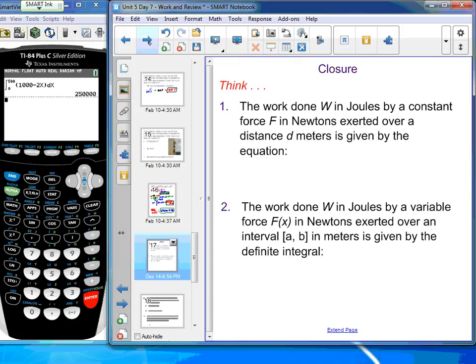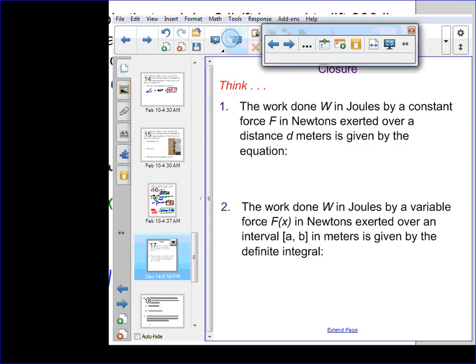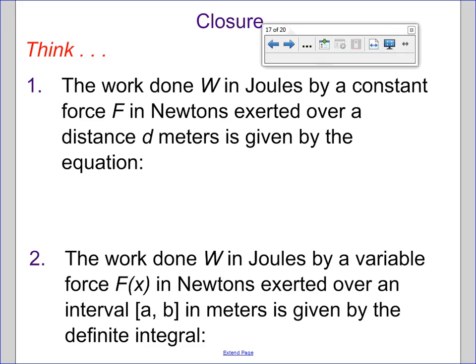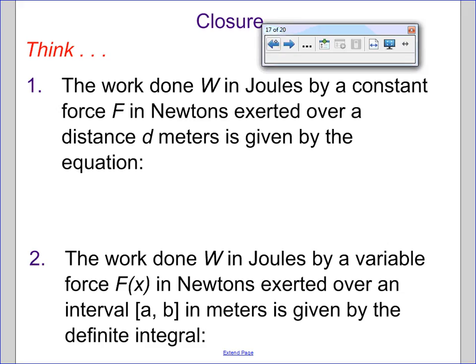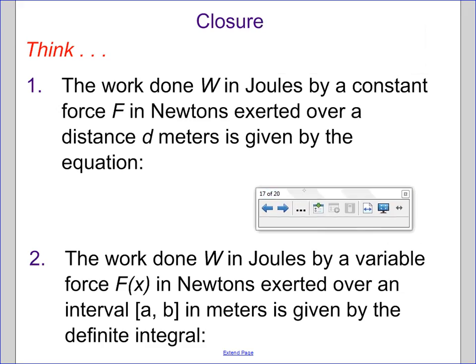All right, guys. The work done W in joules by a constant force F in newtons exerted over a distance d meters is given by the equation. The work done W in joules by a variable force, call it F of x in newtons, exerted over an interval a to b in meters is given by the definite integral. Did you guys want to get this? That's what I get when I'm working in the morning. That's all right. The last part will be easy. It'll be an oral closure.